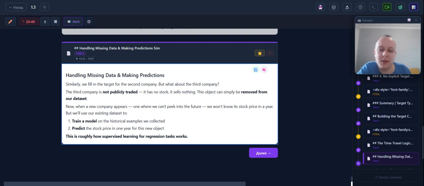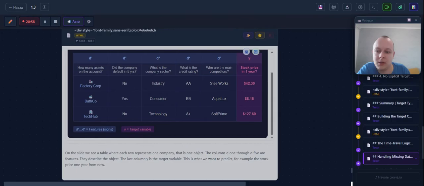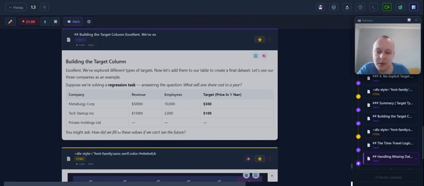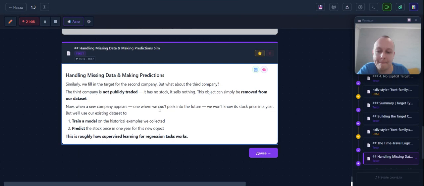Similarly, we fill in the target for the second company. The third company is not publicly traded. It has no stocks, sells nothing. So here I just showed you one example. We don't have any target for this company. So basically, this company might be removed from our data set, or maybe used in an unsupervised learning algorithm.